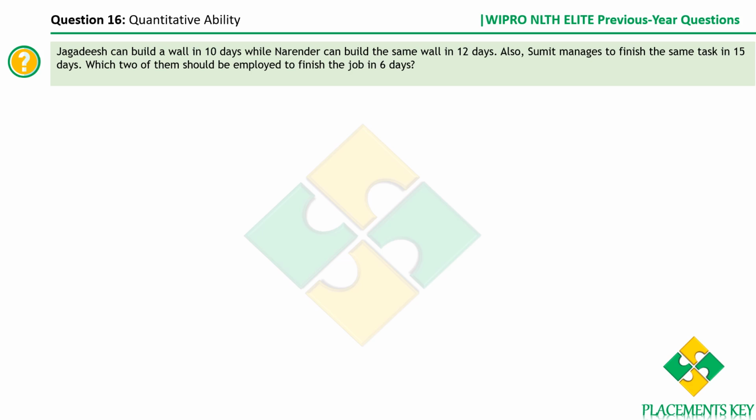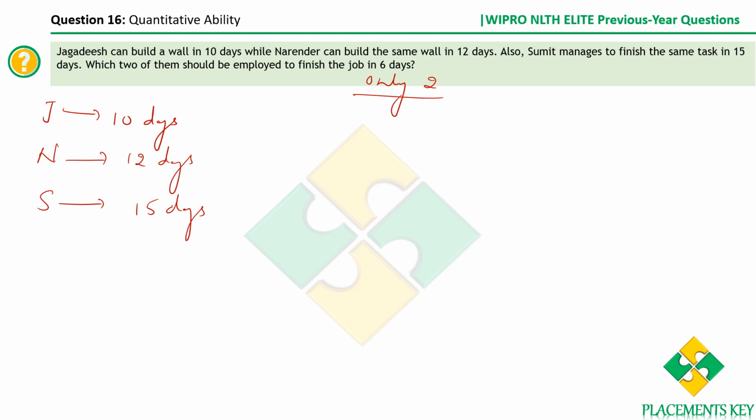Let's move on to the next question. Jagadish can build a wall in 10 days. Then Narendra can build the same wall in 12 days. And Sumit also manages to build the wall in 15 days. Which two of them should be employed to finish the job in 6 days? So we are given that only two are employed, and then the work should get over in 6 days. So these are the two things that are given.